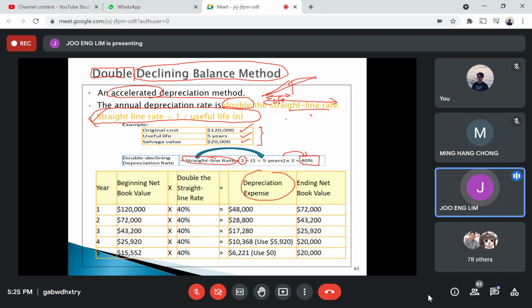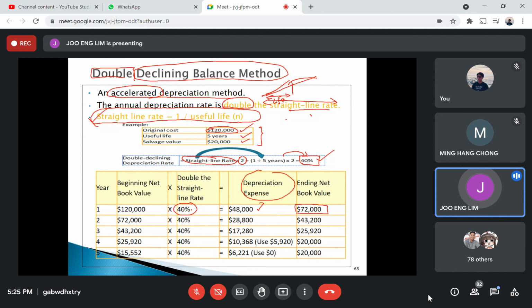120K is your beginning book value, your cost. Definitely this will be your beginning book value. And we have calculated that every year there will be a 40% depreciation, right? So you times 40%, you times this and this, you get 48K. So this is the amount that is allowed to be depreciated in year 1. So 120K minus 48K is 72K.